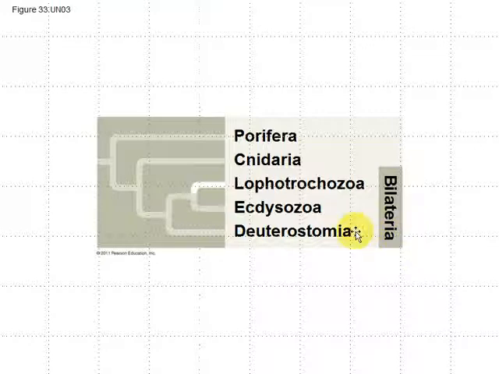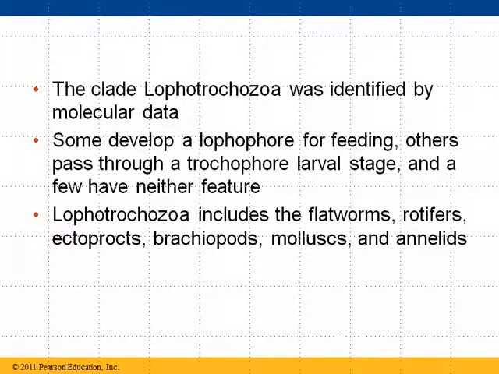So at this point we're down to all of the creatures that have some form of bilateral symmetry, and we'll start with the Lophotrochozoa. Man, I'm going to stumble over that word all day long. This clade was identified by molecular data. Some of them have a particular feeding structure and others pass through a particular larval stage. We're not going to spend a huge amount of time on all of the details, but we do want to point out some particular features or some particular examples of species.